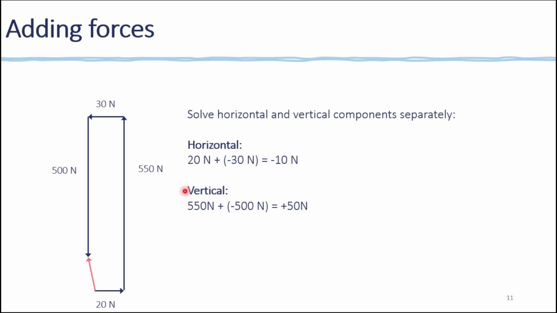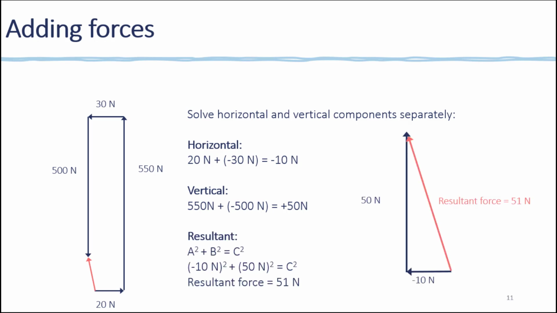Then we have a vertical force of 550 newtons upwards and 500 newtons downwards, giving us a resultant vertical force of plus 50 newtons, or 50 newtons upwards. And then to find the net resultant force, we go back to our mighty Pythagorean theorem, right? Because we've resolved our vertical and our horizontal forces, now we need to figure out the hypotenuse, or the resultant force. So a squared plus b squared equals c squared. We plug in our numbers and we figure out that our resultant force is 51 newtons.